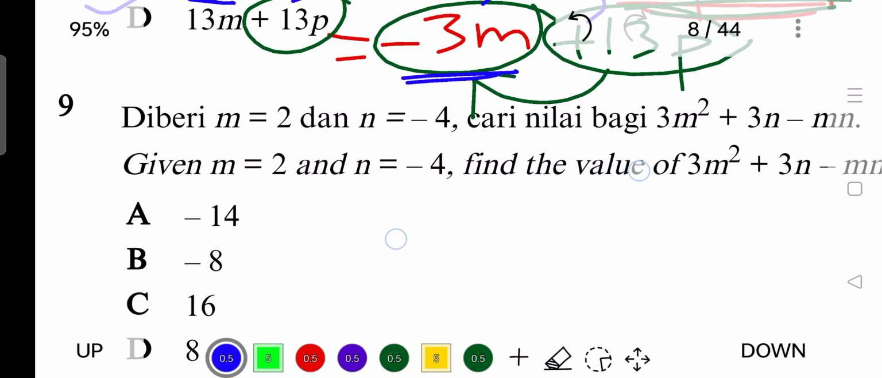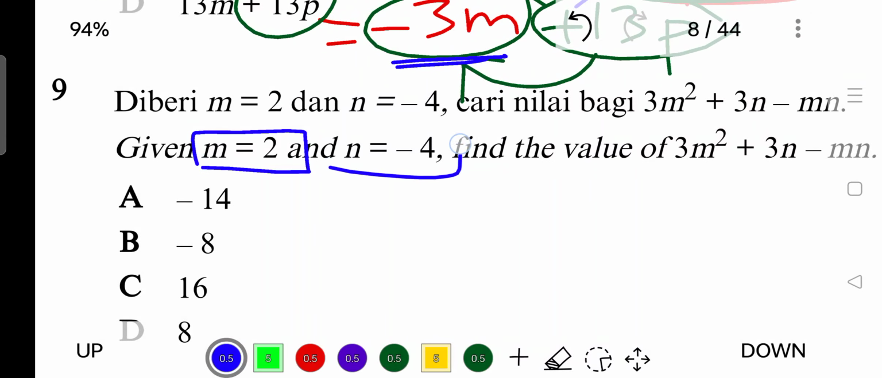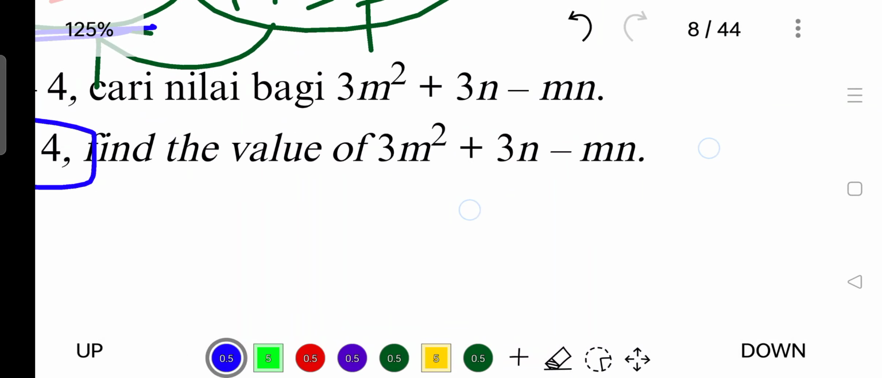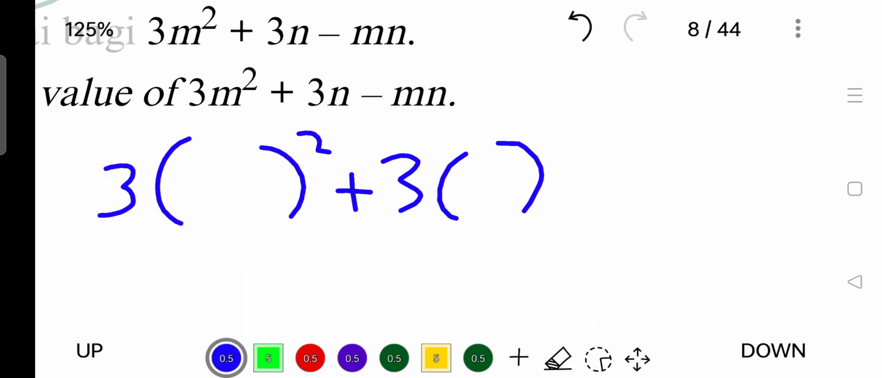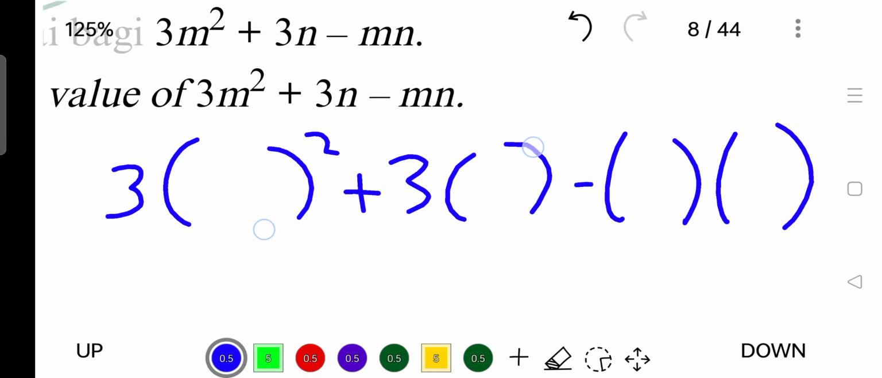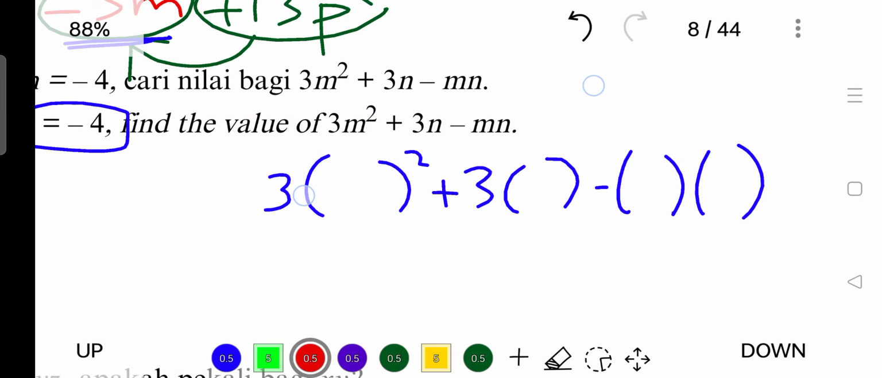Okay, for number 9, they have said m is 2 and n is negative 4. What we're going to do is simply going to substitute the values given. So every time whenever you want to substitute a value given, you will simply put a bracket over there.